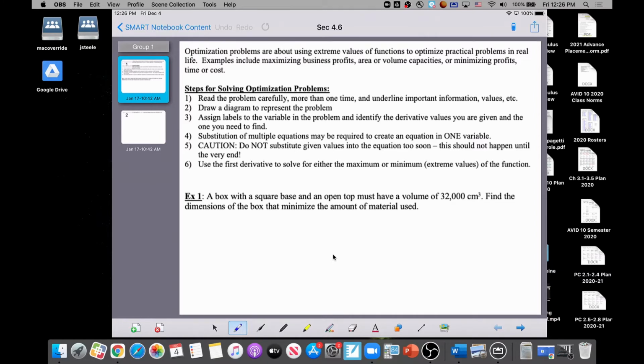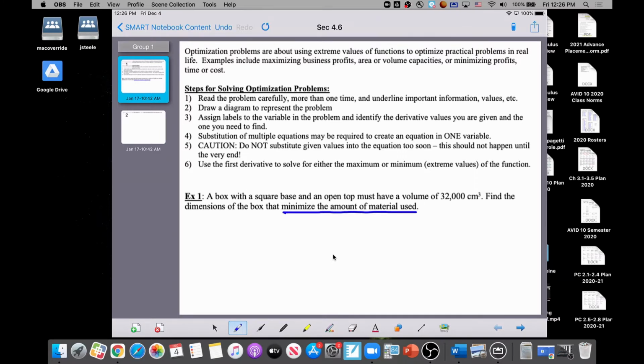Example 1. A box with a square base and an open top must have a volume of 32,000 cubic centimeters. Find the dimensions of the box that minimize the amount of material used. Right here, we are trying to minimize the amount of material that's being used, so we're looking for a minimum.